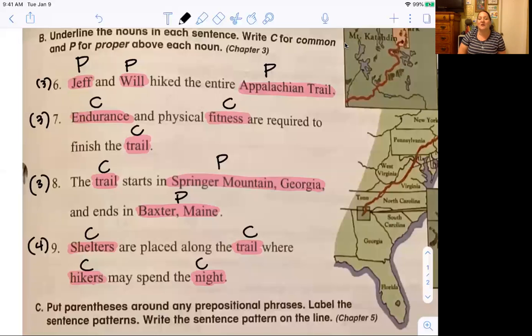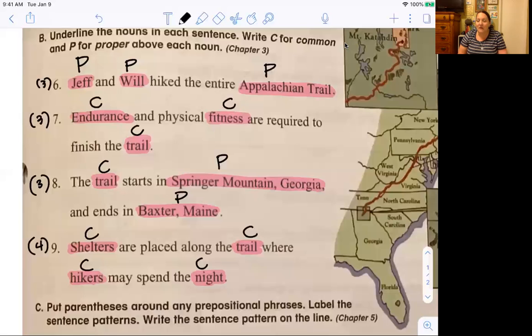Let's move on to number 7. Endurance is a common noun. Now it is capitalized, but it begins a sentence. So if a word begins a sentence, then it has to be capitalized. And in this case, it's not a proper noun because it's not like a proper name for something, right? It's just starting the sentence. So endurance, fitness, and trail are all common nouns in sentence 7.